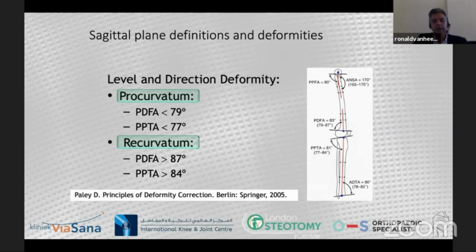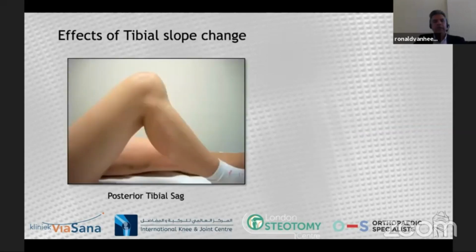So for example, if you have a slope which is 90 degrees, then you have, by definition, a recurvatum in that knee, considering that the soft tissues in the back are not scarred. So from that measurement, you can find out where the deformities are. So I recommend to you, go and find your reference values like I show you here in the publications on the sagittal plane deformities.